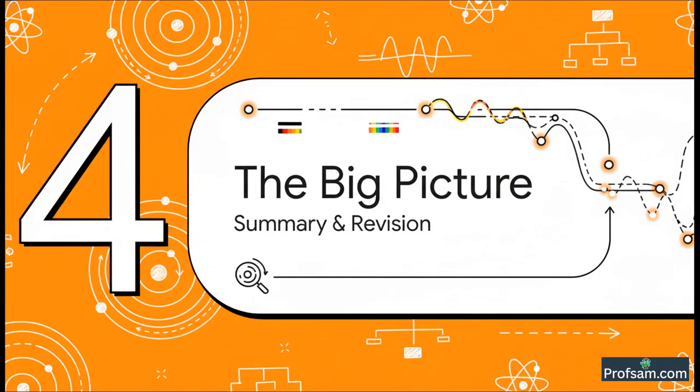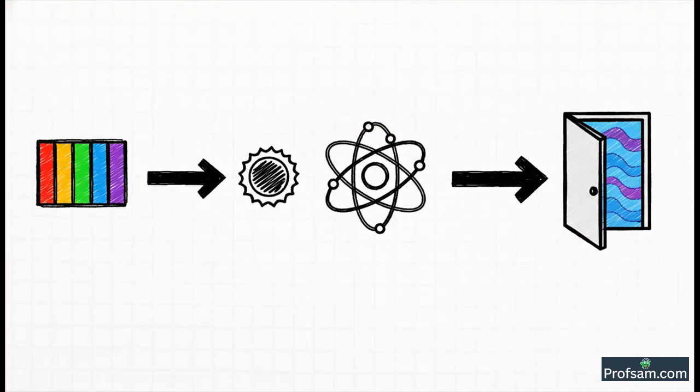Fantastic. Really good work, everyone. We've understood the main idea with the staircase, we've learned the formula, and we've also looked at the common traps to avoid. So now, let's just zoom out, take a look at the big picture, and summarize everything for a quick final revision. You might be wondering, sir, why is this so important? What's the big deal with these colored lines?